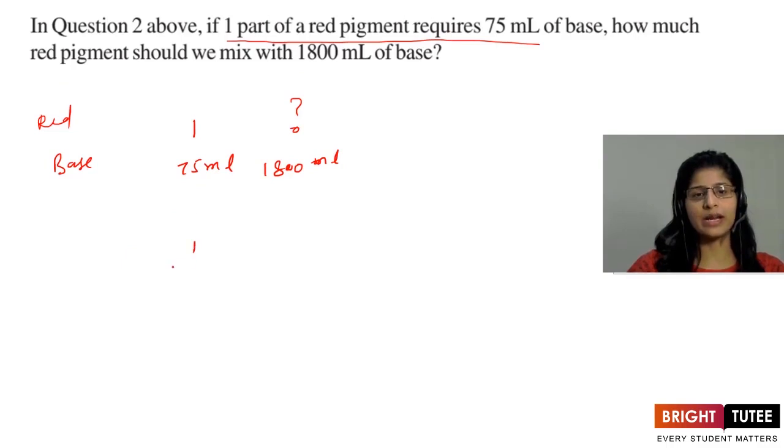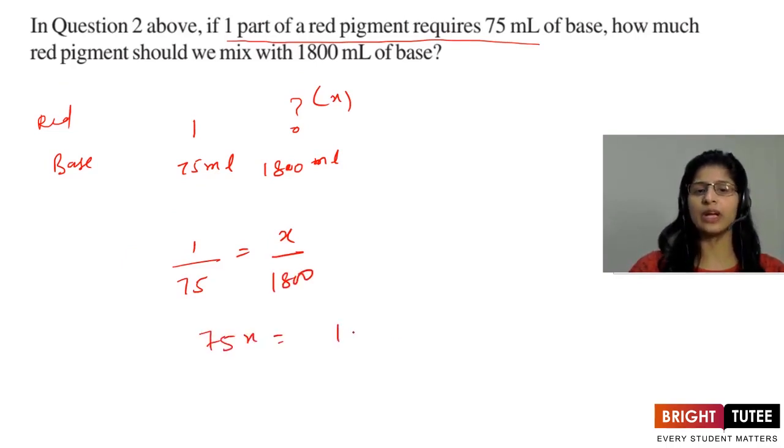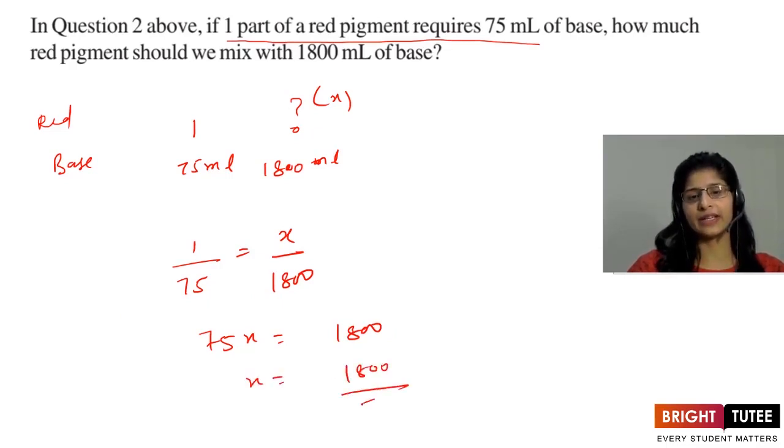So what we will do is 1 upon 75 equals X upon 1800. So 75X is equal to 1800. X is equal to 1800 divided by 75. So we can cancel it, right? So let's try to cancel it out.